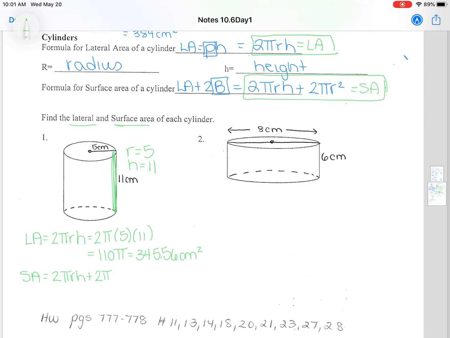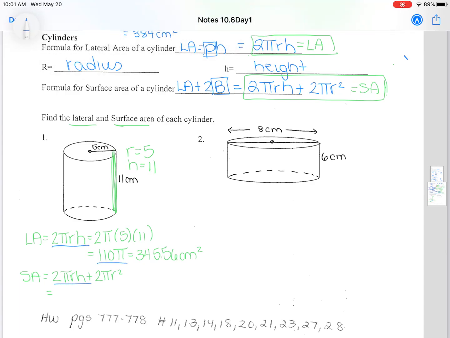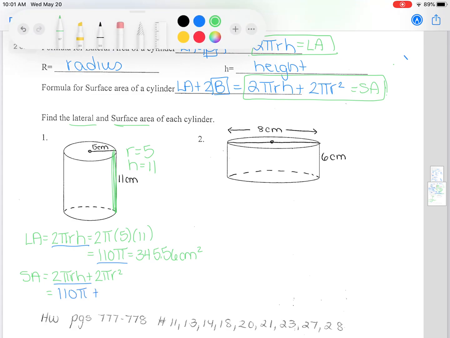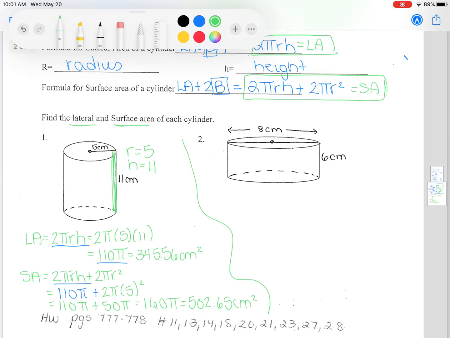Surface area is 2 pi RH plus 2 pi r squared. Well, keep in mind, we already got what 2 pi RH is. 2 pi RH is our 110 pi. So we're not going to do that again. We already know that that's 110 pi. But we're going to add in our new value, which is 2 pi 5 squared. So that's 110 pi plus 50 pi, which is 160 pi, which when we multiply by pi, we get 502.65 centimeters squared for that one.